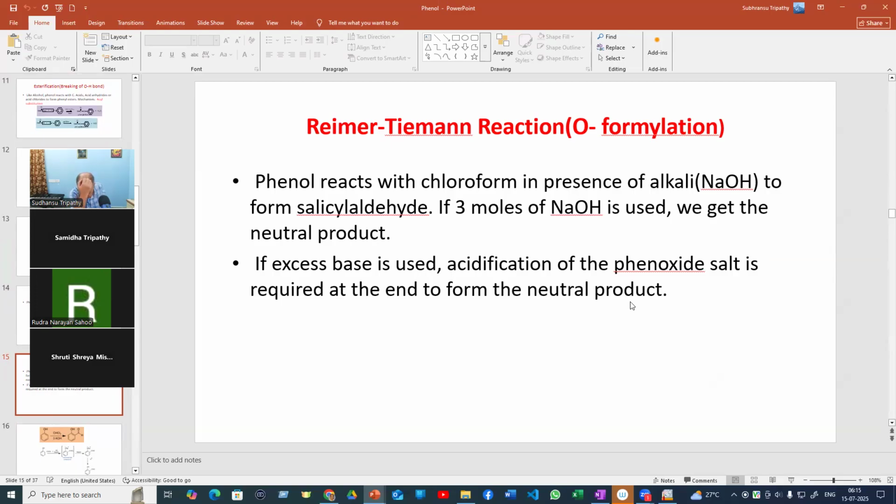Those who have come from the English medium, particularly the ICSE background, like Shruti, Shreya, and maybe you were in Joseph Convent, Miss Misra and Miss Misra?